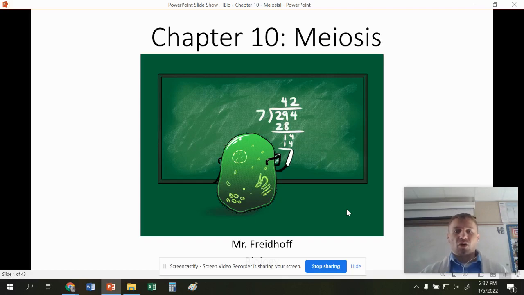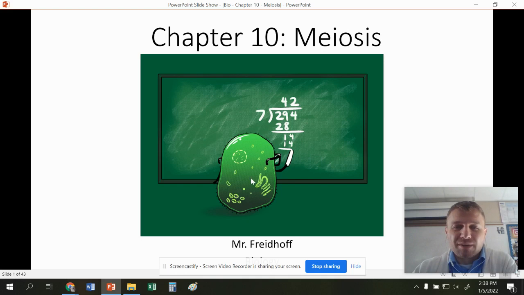Hello, everyone. We're going to go over Chapter 10, Meiosis here. This is the second section of Chapter 10. I like to divide mitosis and meiosis because they're different enough where they just fit better in two different chapters. But understand that these are very similar processes where cells are going to divide.